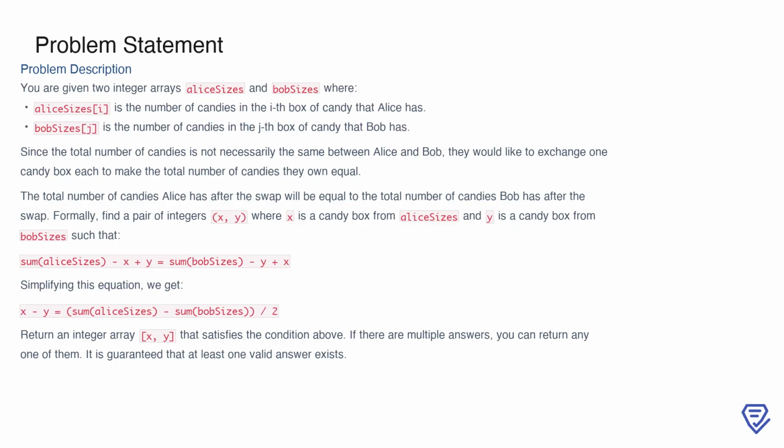Mathematically, this condition can be simplified to the equation x - y = (sum of aliceSizes - sum of bobSizes) / 2. This equation ensures that the difference between the two totals before the swap is distributed equally after the exchange. Our task is to return any valid pair [x, y] that satisfies this condition, and we are guaranteed that at least one valid answer will exist.